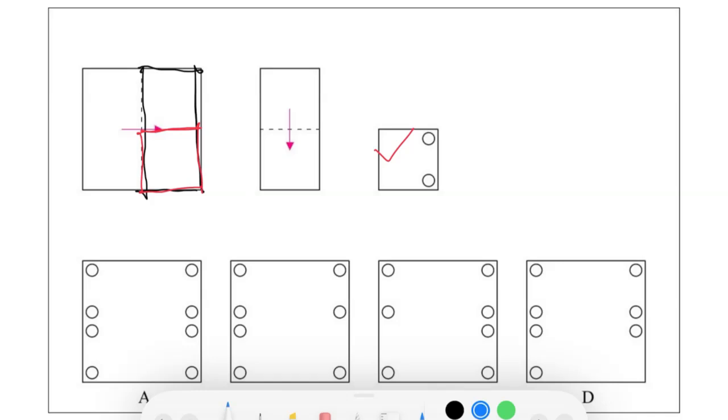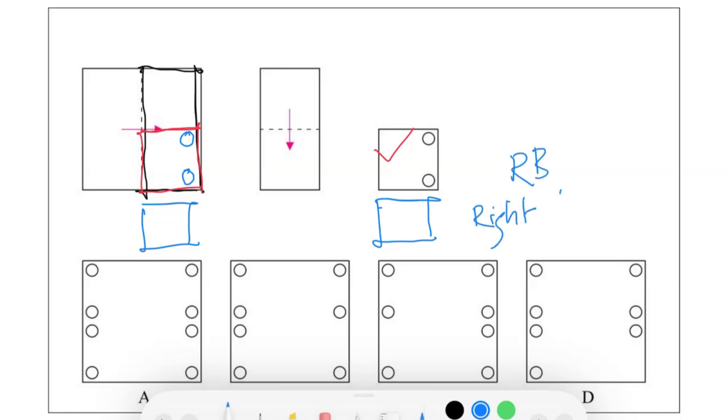Clear? So where are they making a cut? There are two circles. They are making a cut here and they are making a cut here. Clear? So first of all, we need to locate where this part is. This particular square and this square. Once we have located that, it is on the right bottom. How do we understand? It is right bottom.